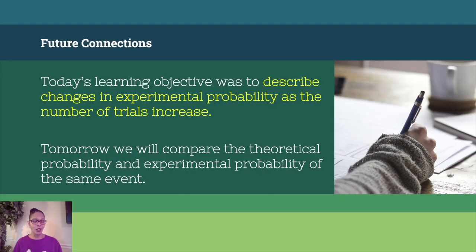So let's take a look at our future connections. Today's learning objective was to describe changes in the experimental probability as the number of trials increase. Tomorrow, we will compare the theoretical probability and experimental probability of the same event.